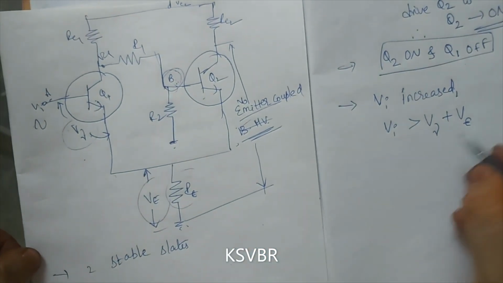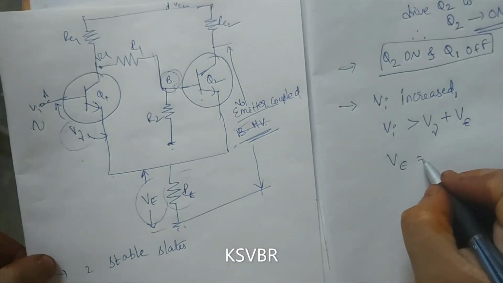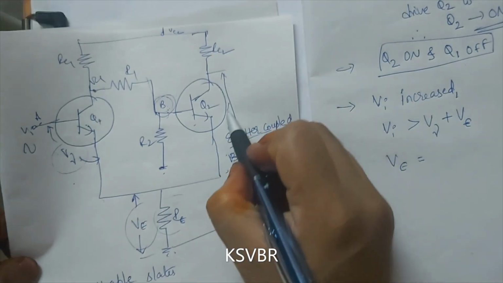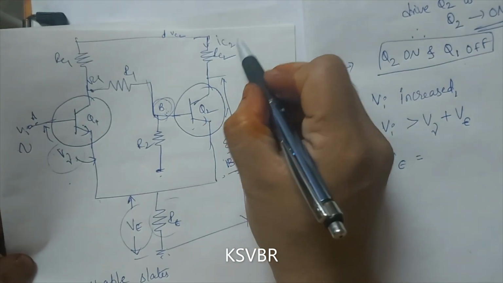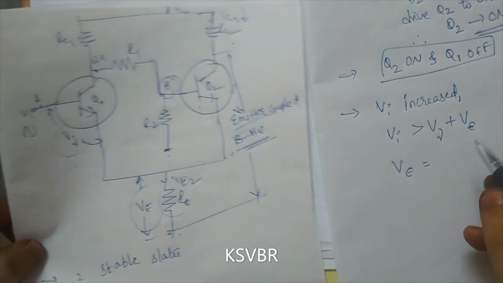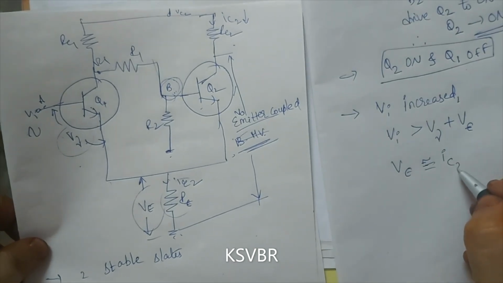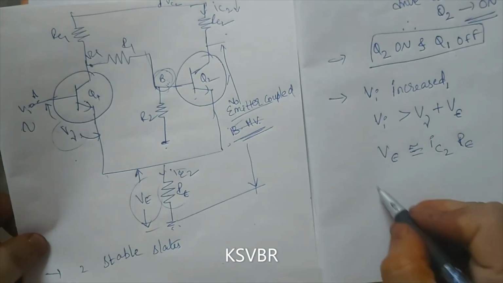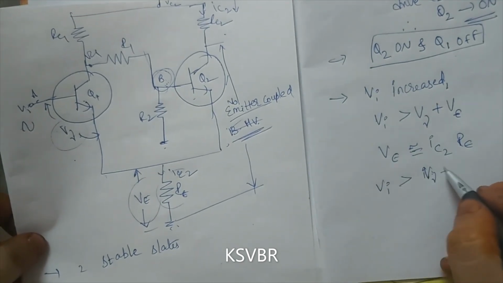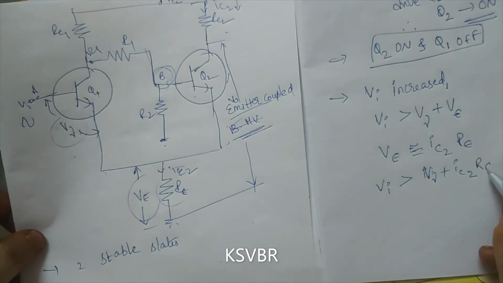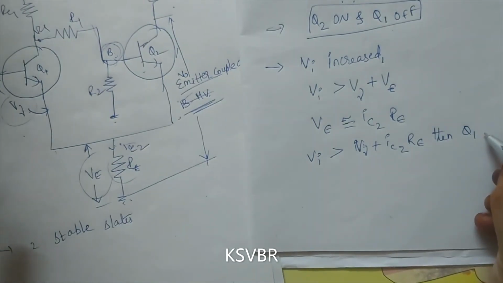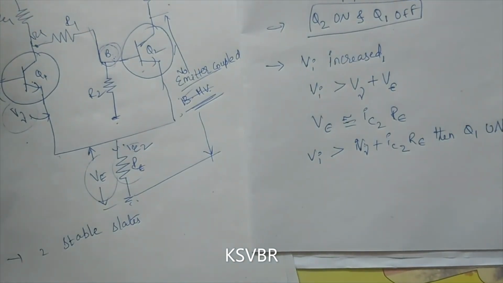What is VE? VE is nothing but, see, this Q2 transistor is in on condition. So here IC2 flows. IC2 is approximately equal to IE2. Therefore VE is approximately equal to IC2 into RE. So V input greater than V gamma plus IC2 RE, then Q1 transistor will get on.